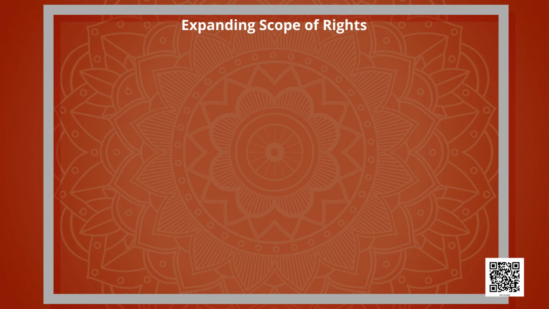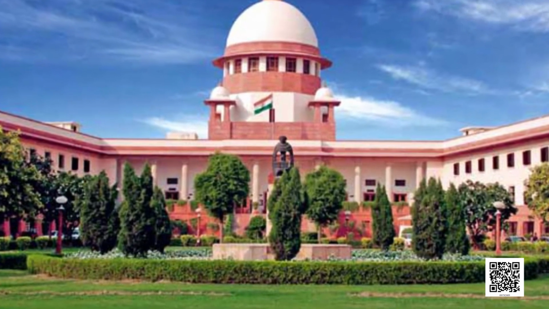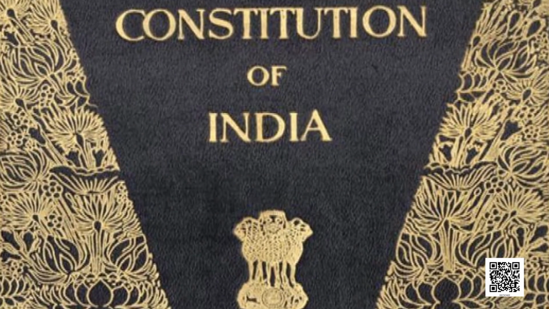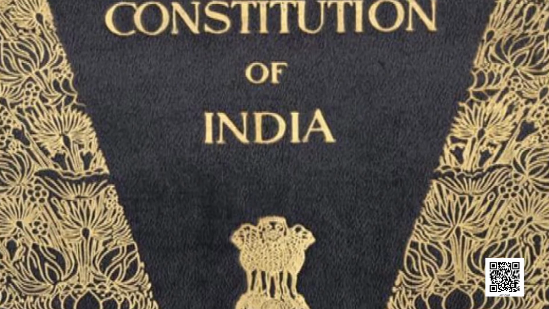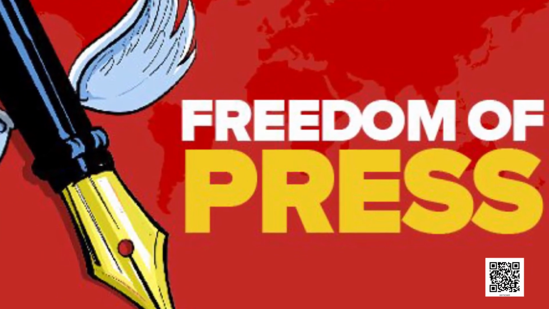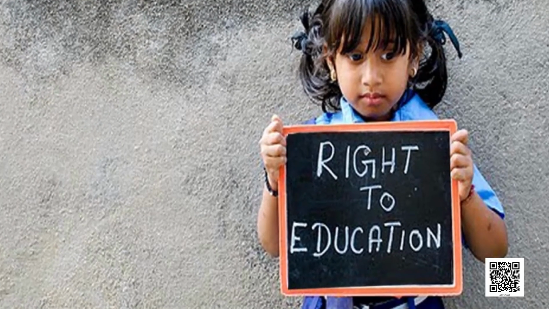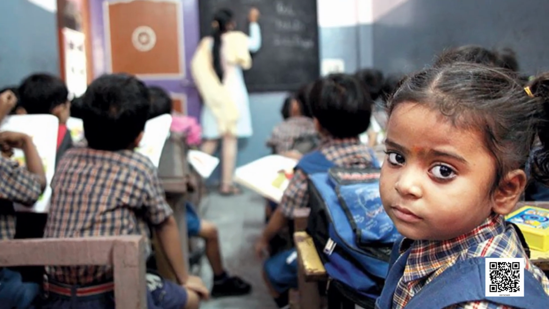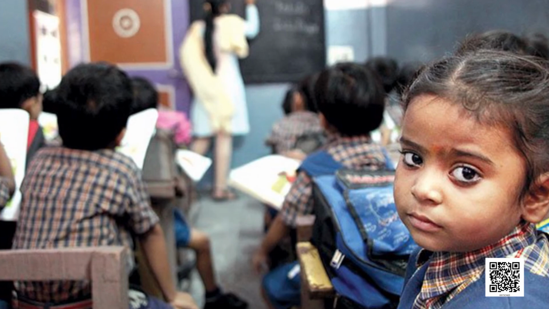So how can the scope of the rights be expanded? Let's see. Fundamental rights are the source of all rights. Our constitution and law offers a wide range of rights. Over the years, the scope of rights has expanded. From time to time, the court gave judgments to expand the scope of rights. Certain rights like the right to freedom of press, right to information, and the right to education are derived from the fundamental rights. Now, school education has become a right for Indian citizens. The governments are responsible for providing free and compulsory education to all children up to the age of 14 years.